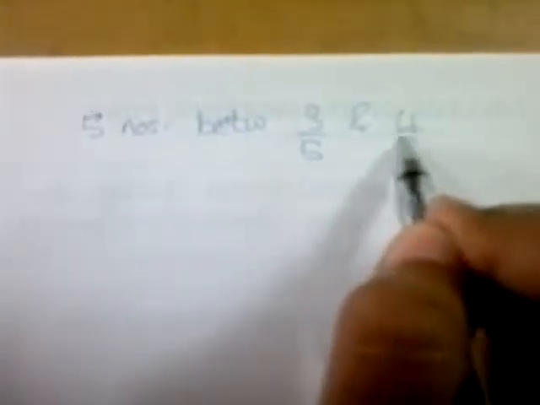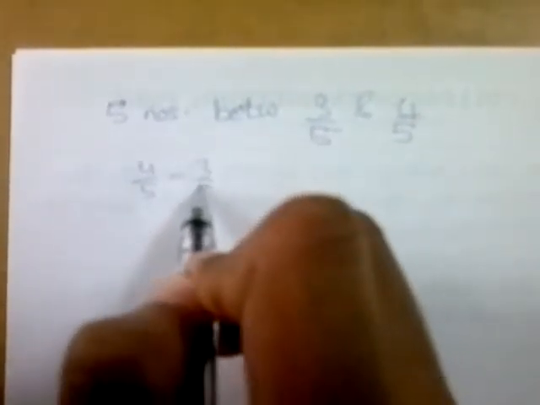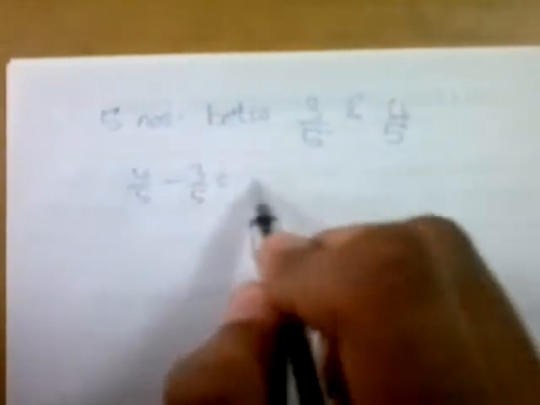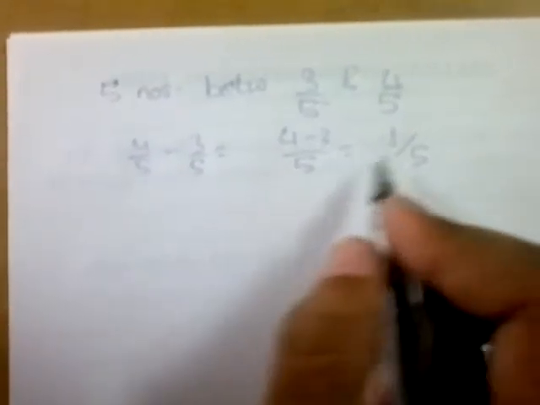Find 5 numbers between 3 by 5 and 4 by 5. Here we again do the same thing. First of all, we calculate the difference. So the difference between these two numbers is 4 by 5 minus 3 by 5, and that is equal to 4 minus 3 is 1, right? So recall the rule of subtraction of fractions. 4 minus 3 by 5, and that is equal to 1 by 5. So that is the difference, 1 by 5.